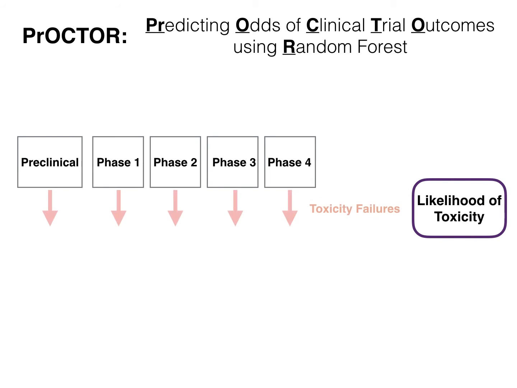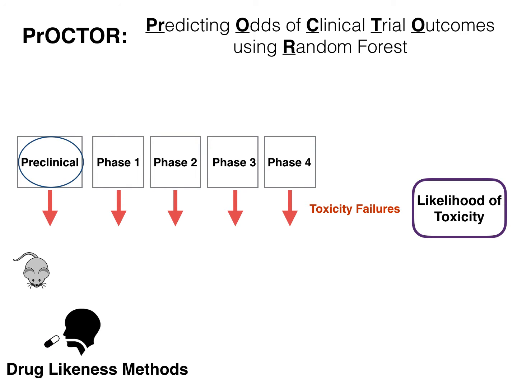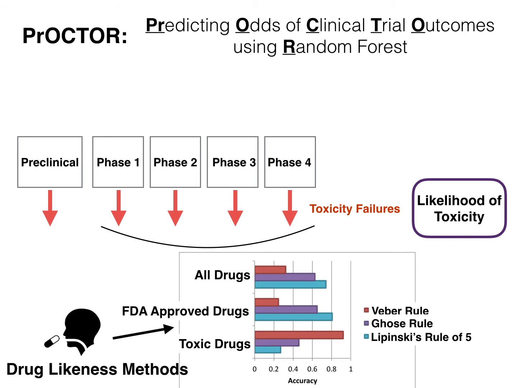Drugs can fail for toxicity reasons at any stage of the drug development pipeline, ranging from preclinical work to late-stage trials. Traditionally, this problem has been addressed in preclinical studies, using animal models, or drug likeness methods, which are estimates for characteristics such as how easily a drug can be taken orally. However, when we look at how these methods did on actual clinical trial results, we found that they were unable to tell the difference between toxic and safe drugs.